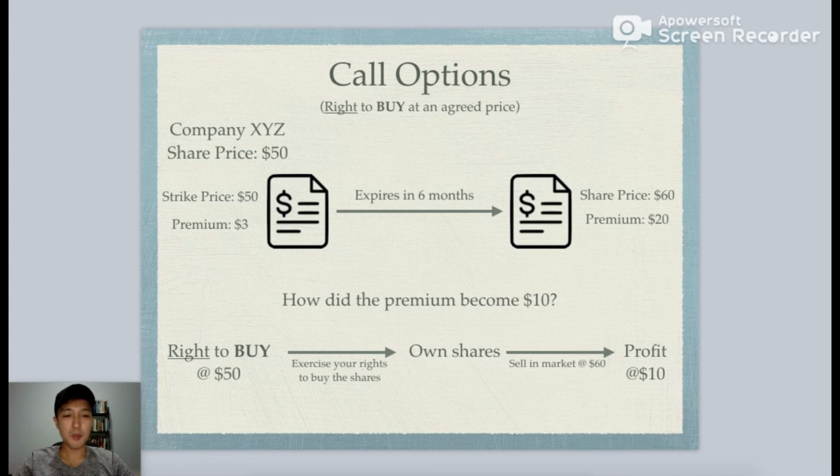Clear so far? So now we have an idea about call options when the price goes up. Let's look at a few other scenarios. What's going to happen to the contract in different kinds of situations? Let me run through it with you very quickly.